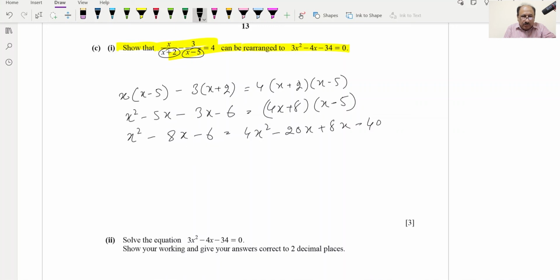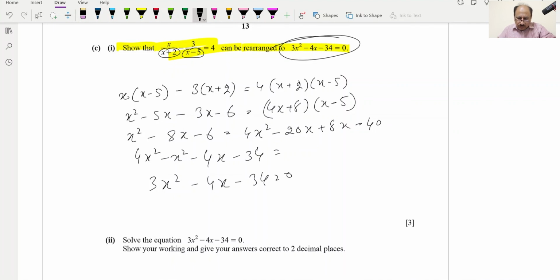to the other side. So it will be 4x squared minus x squared, and this one will be minus 12, and this will also be balanced, minus 8 will be balanced, and this will be minus 4x, and minus this will be 34. You can use calculator for solving this, and this will be 3x squared minus 4x minus 34 is equal to 0, which is the same equation as this. Hopefully you understood this. This was 3 marks part.